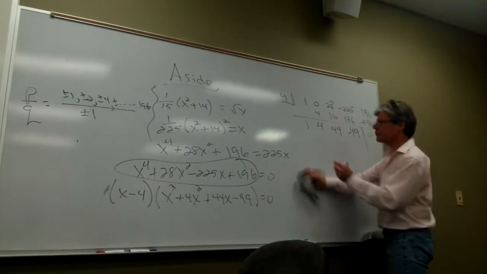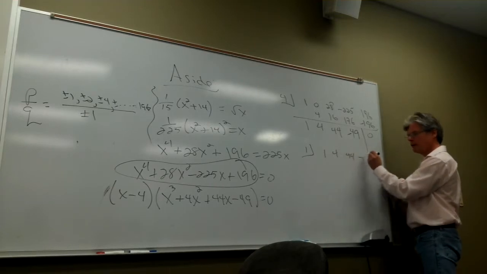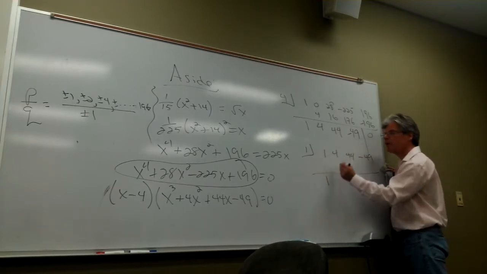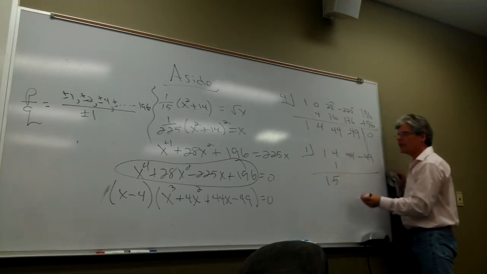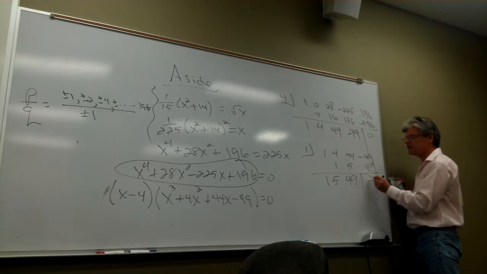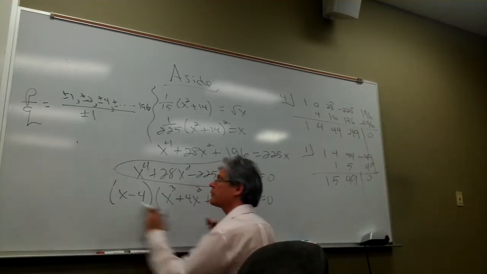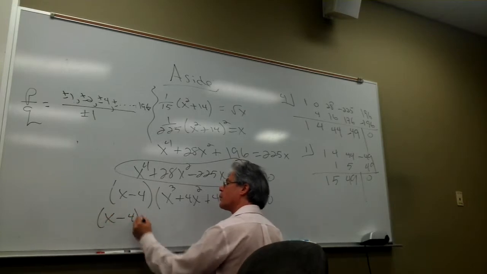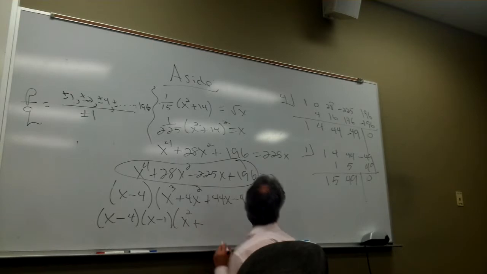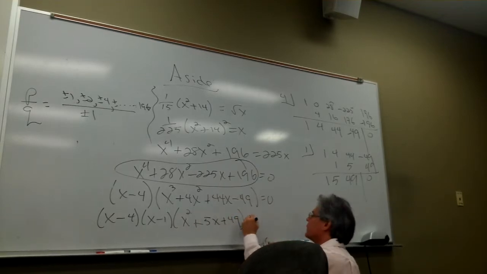Let's see if 1 works. Pumping 1 through the 1, 4, 44, negative 49. If it doesn't work, I'll try the 2. Drop, multiply, add, multiply, add, multiply. Oh shoot, how nice. Now I see this polynomial expression factors further into the product of x minus 4, x minus 1, x squared plus 5x plus 49, being equal to 0.